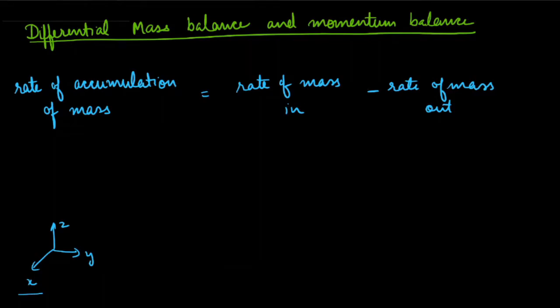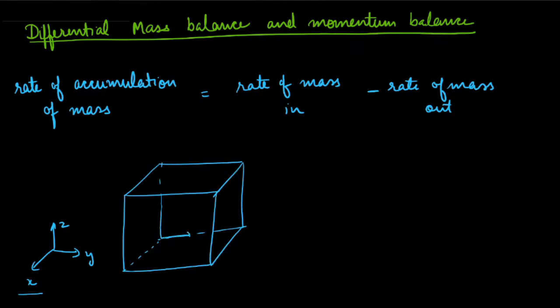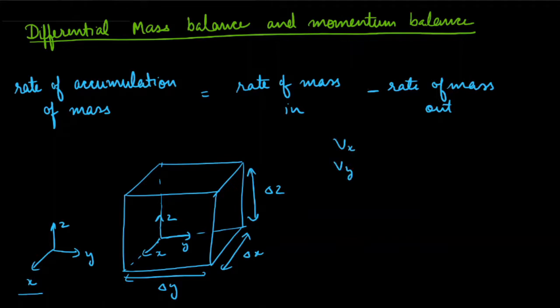Hello everyone. Today we will talk about the differential mass balance and momentum balance equations that we use in momentum shell balance in a fluid flow system. For that I have already drawn a coordinate system. In this coordinate system we have our differential element. This is the y axis, this is the x axis and this is the z axis. This is delta y, delta x and delta z, and we assume that the fluid flow velocity is Vx, Vy, Vz.